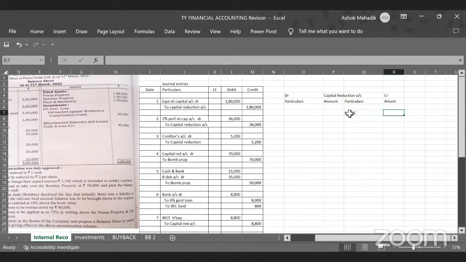Okay. Amount 1,80,000. Again by 7% preference share capital account. So this way you have to post all the entries. Again by creditors 5,200. Okay. I hope this is clear, students.